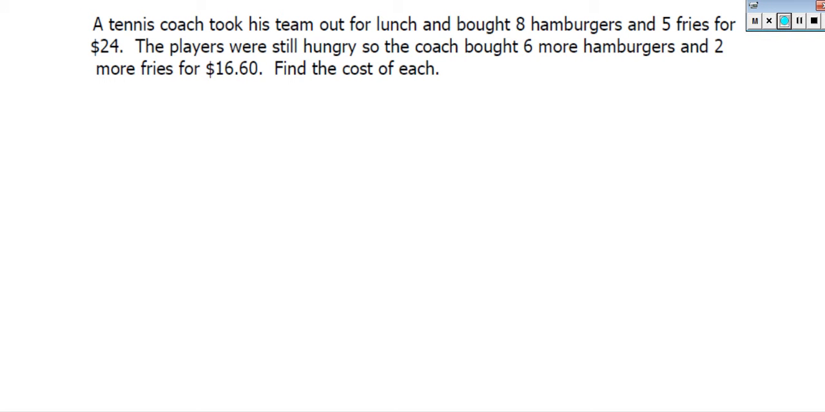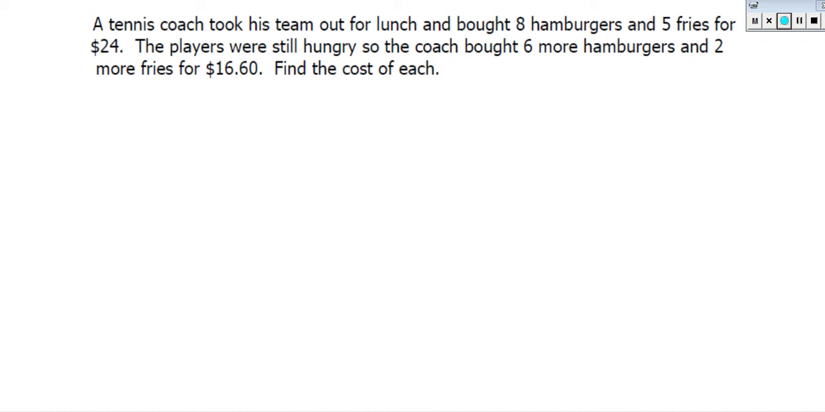All right, here's some help with some word problems from our test review. Let's read the first problem. A tennis coach took his team out for lunch and bought 8 hamburgers and 5 fries for $24. The players were still hungry, so the coach bought 6 more hamburgers and 2 more fries for $16.60. Find the cost of each item.